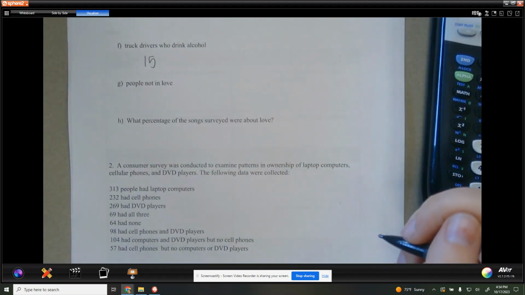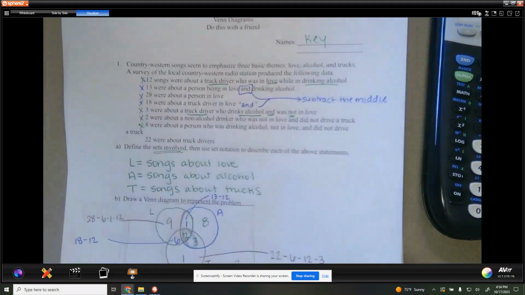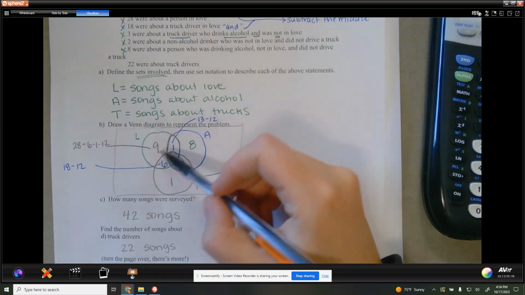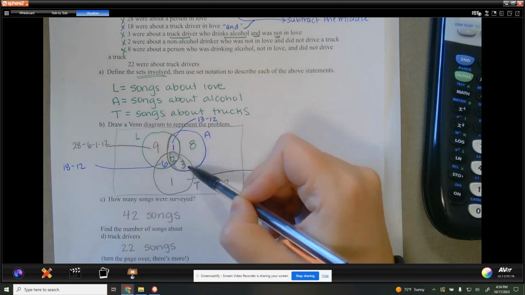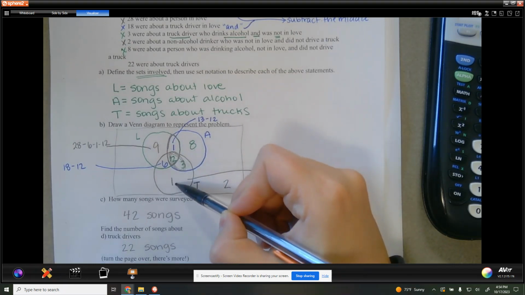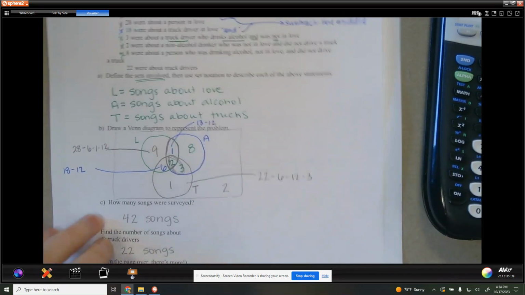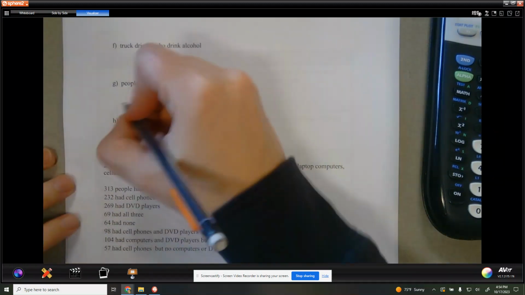All right, people not in love. So that's going to be all of the numbers that are not in the love circle. So here's my green love circle. It's going to be 8 plus 3, that's 11. Plus 1 is 12, plus the 2 on the outside, 14 songs that are not about being in love.